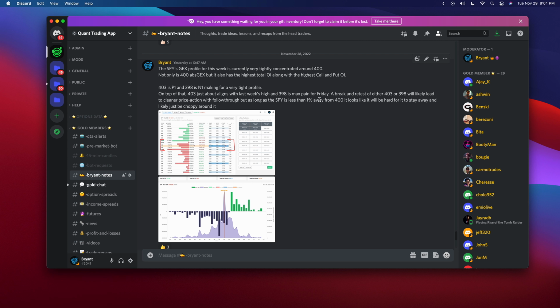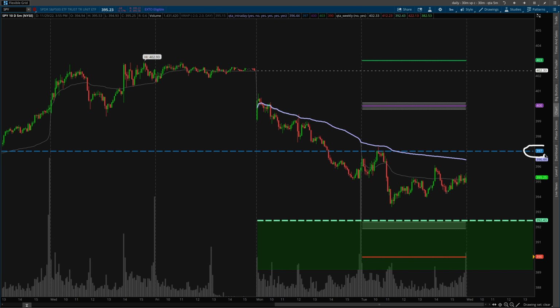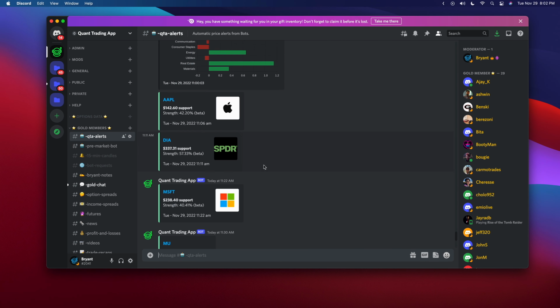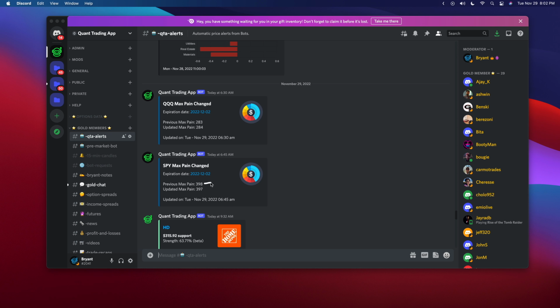On top of that, we can see last week's high, and 398 is max pain for Friday. Yesterday this blue level, which today moved down to 397. If we actually take a look, that happened overnight. So we get an indication when the max pain changes. Last night it was 398, and then when we wake up in the morning, we get a notification saying that it drops down to 397. So that's some sort of an indication.